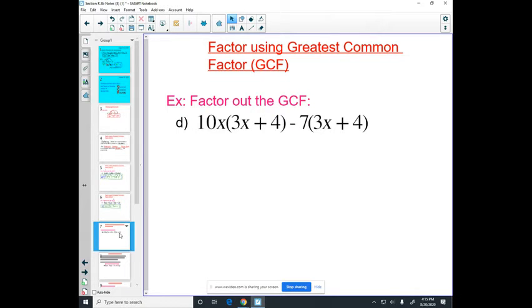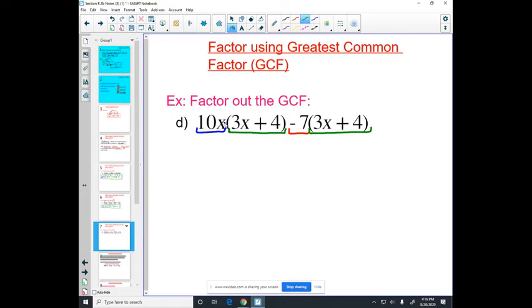Let's go ahead and try the next one, factoring out the GCF. This one looks a little bit different, but it's the same kind of setup. We're pulling out the greatest factor they have in common. Remember, factors mean that they're being multiplied together. So 10x is a factor, and 3x plus 4 is another factor. Then on the next one, -7 is a factor, and 3x plus 4 is another factor.